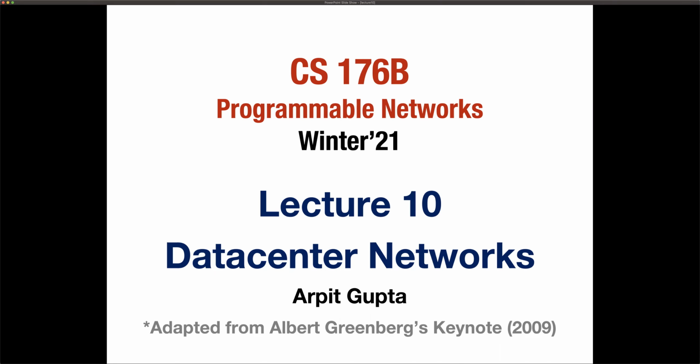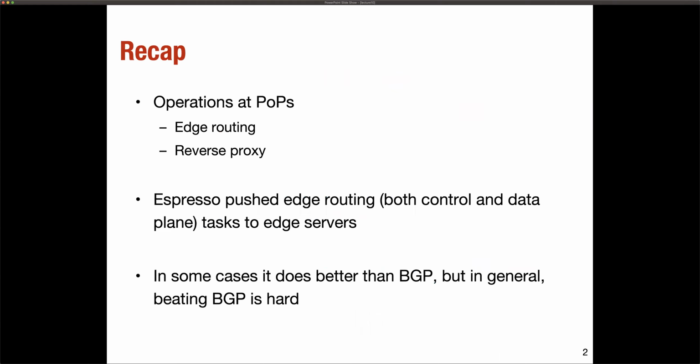And before we talk about data center networks, let's do a quick recap of what we learned in the previous lecture. In the previous lecture, we talked about operations at points of presence, or POPs, and those are edge routing and reverse proxy. Espresso, which is a system built by Google, pushes the edge routing tasks to edge servers, and that includes both the control and data plane tasks. And the results show that in some cases, these types of systems do much better than BGP. But in general, we talked about how hard it is to beat BGP.